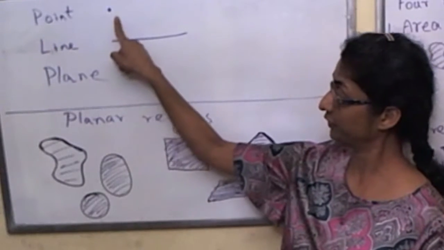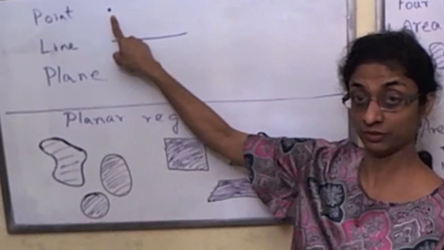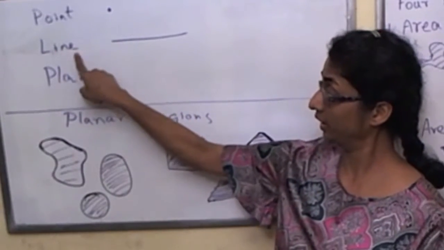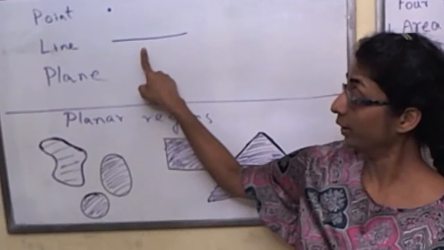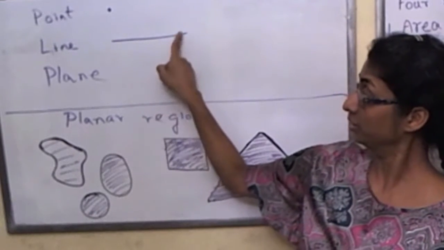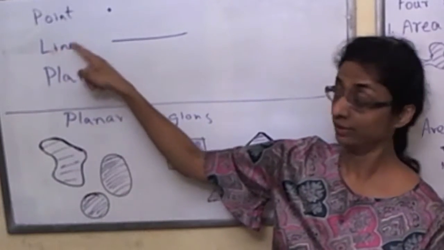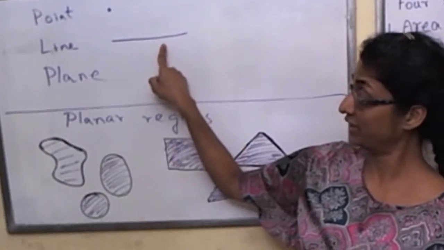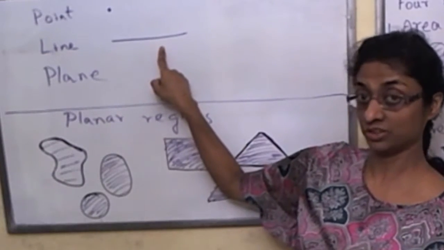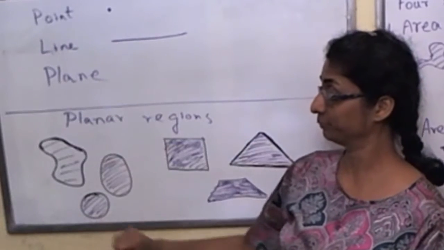Point refers to something like this, a single point. We've seen that before. A line, well, here's a picture of a line I've drawn for you. By convention, this line extends forever in both directions. Even though I just drew a small piece of the line, if I say it's a line, think of this picture as extending in both directions forever.